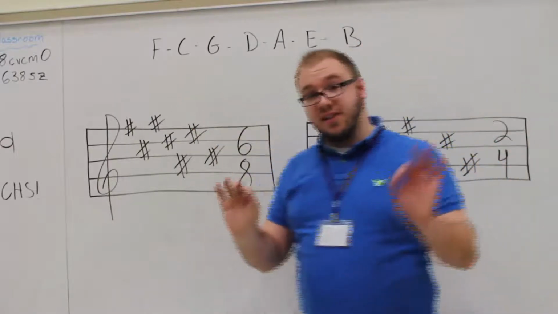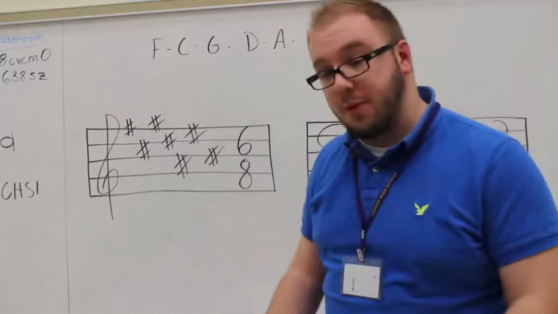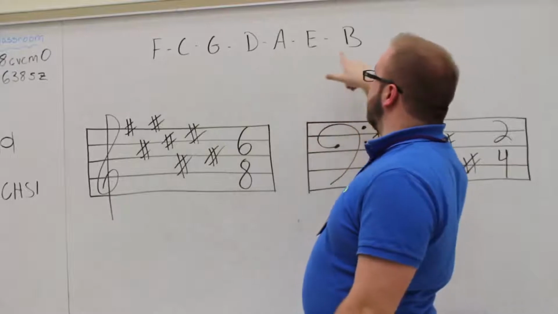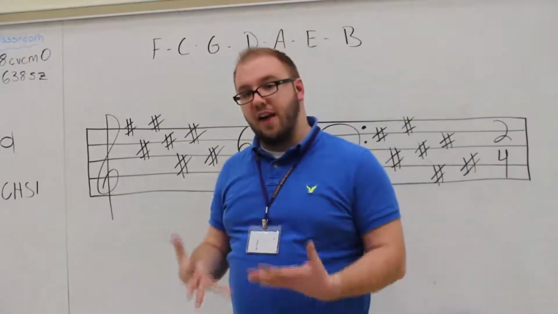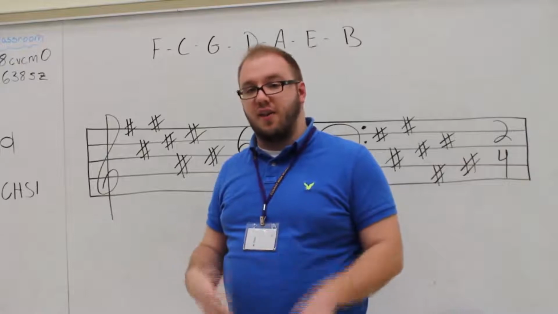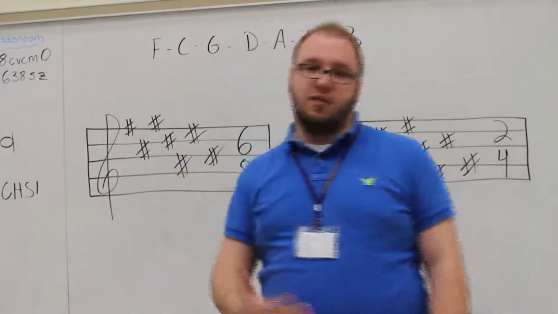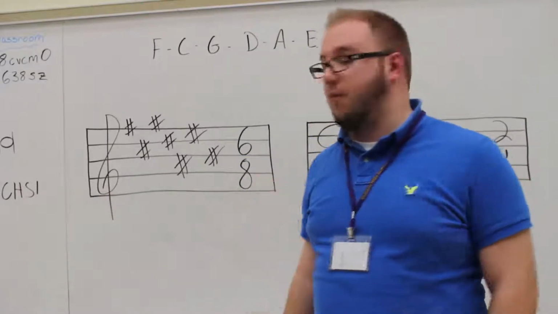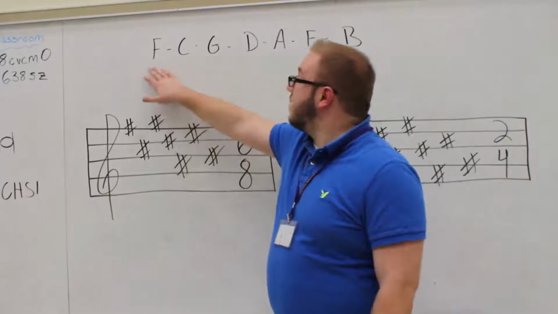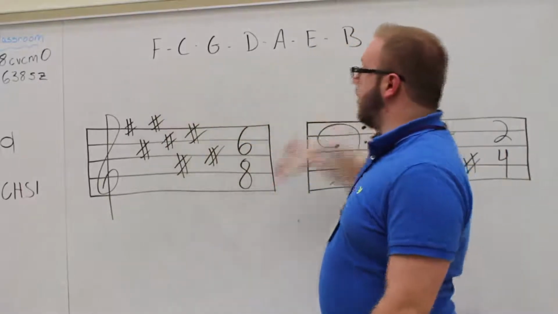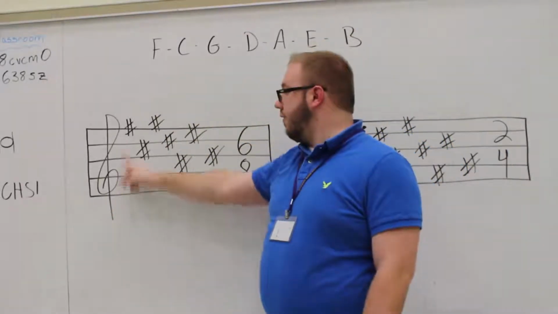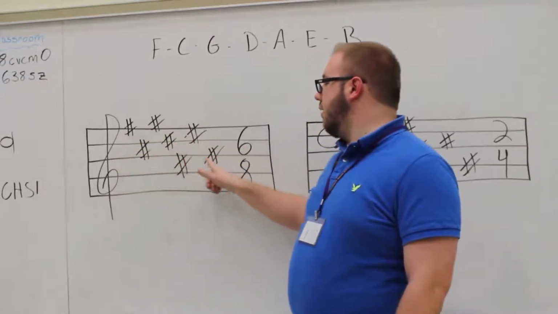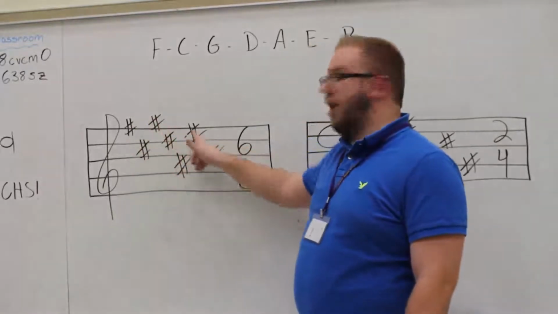So our mnemonic device to remember the order of sharps is F, C, G, D, A, E, B. If you need that mnemonic device, you can make up another one if you don't like Fuzzy Cats Get Dirty After Every Bath. But that's a fun one, and I like to use that one. So this is the order of sharps: F, C, G, D, A, E, B. You can see it on the staff here in the treble clef.